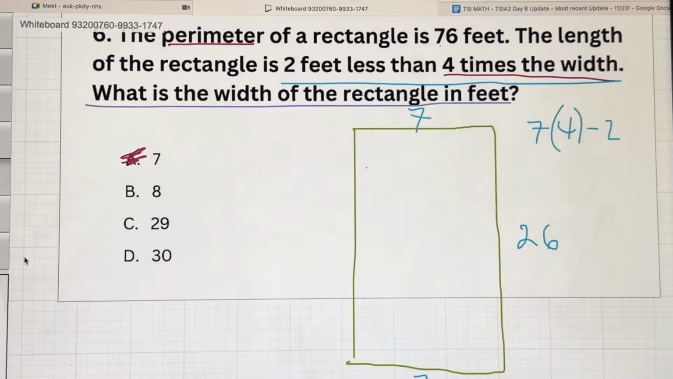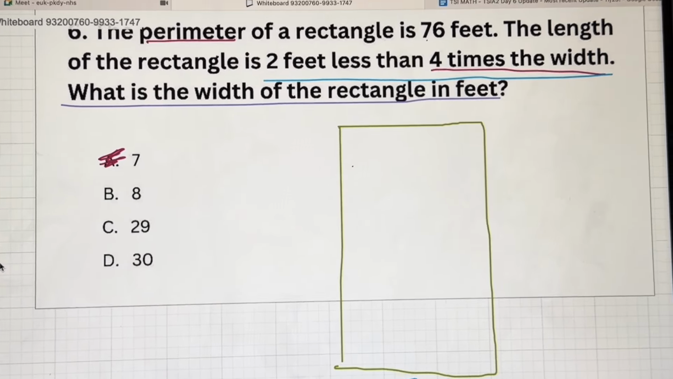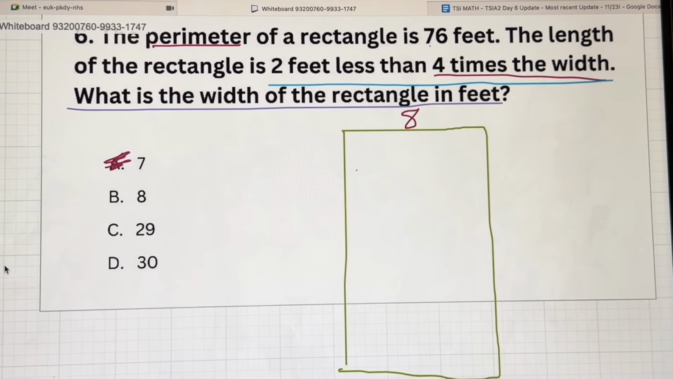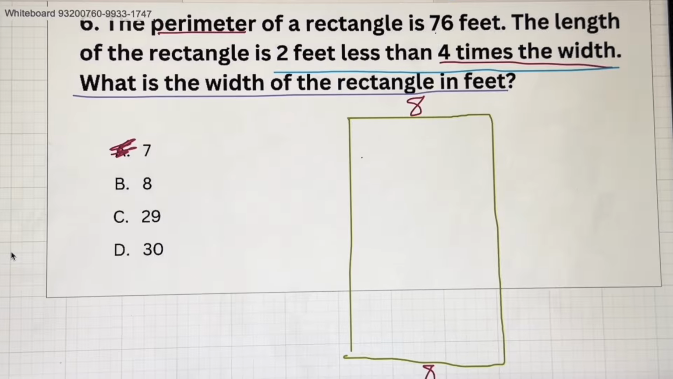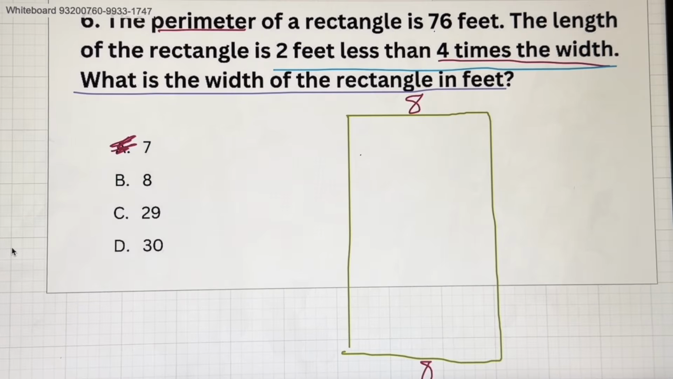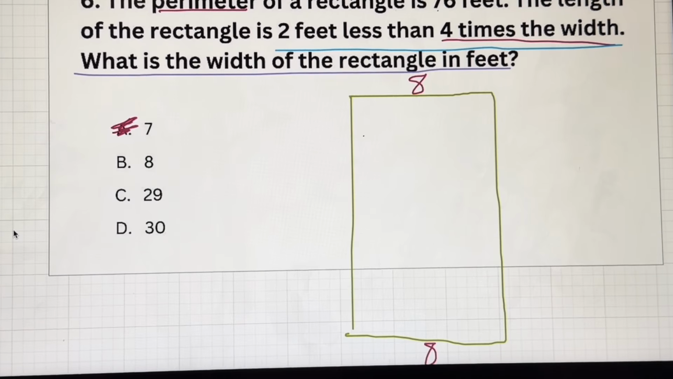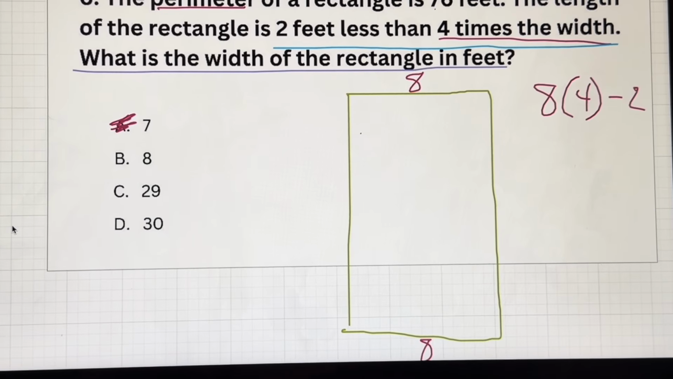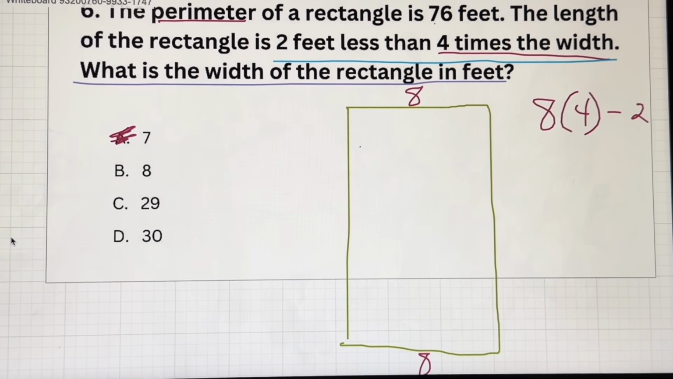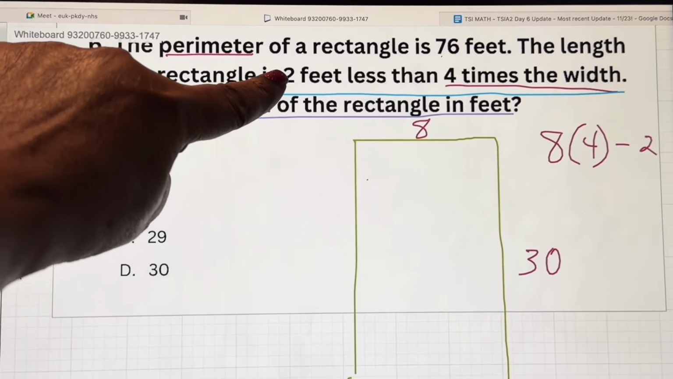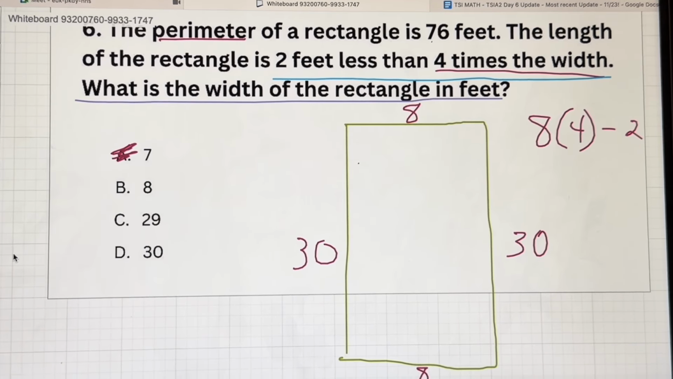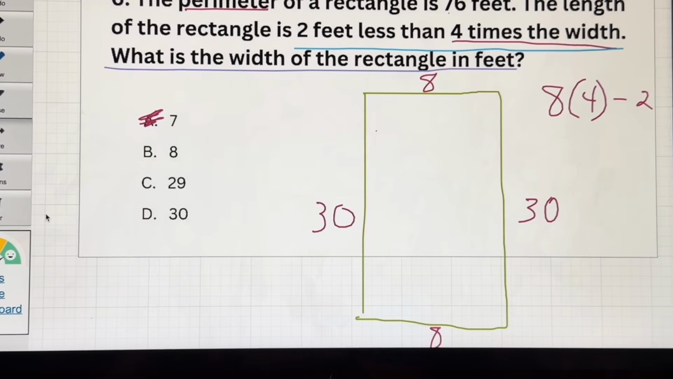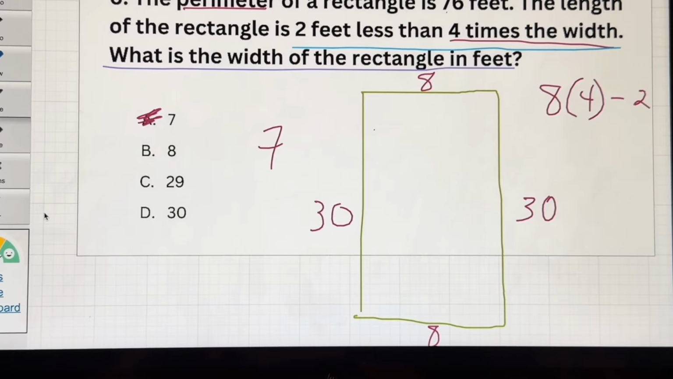Let's plug in for answer choice B. So now we're going to make the width 8. What's the new length going up and down? How do we calculate that? It's 8 times 4, which is 32. And then subtracting 2 is 30. And the length is 30 on both sides. And then to test that, we just add up all the sides. What does that give us? 30 plus 30 is 60. 76.